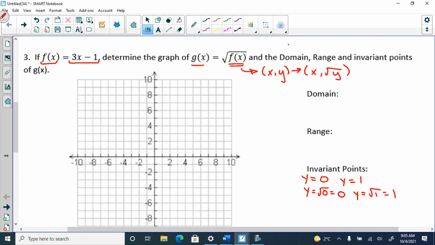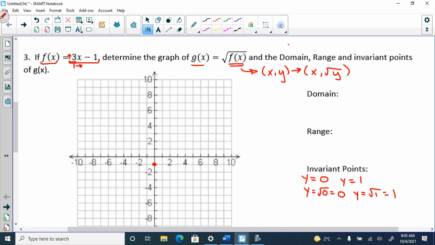So to do 3 and 4 first, what we have to do is sketch the 3x minus 1 first. So I'll sketch it in red. I know that it's linear, so it's easier to do. I don't even need to make a t-table. If I don't want to, I can use slope and y-intercept. So my negative 1 is my y-intercept, and then this is 3 over 1. So I go up 3, right 1.